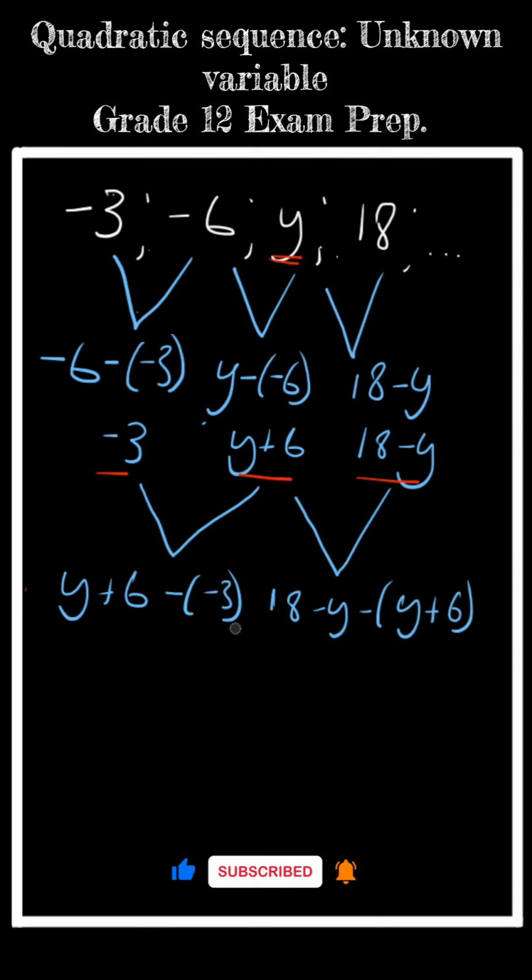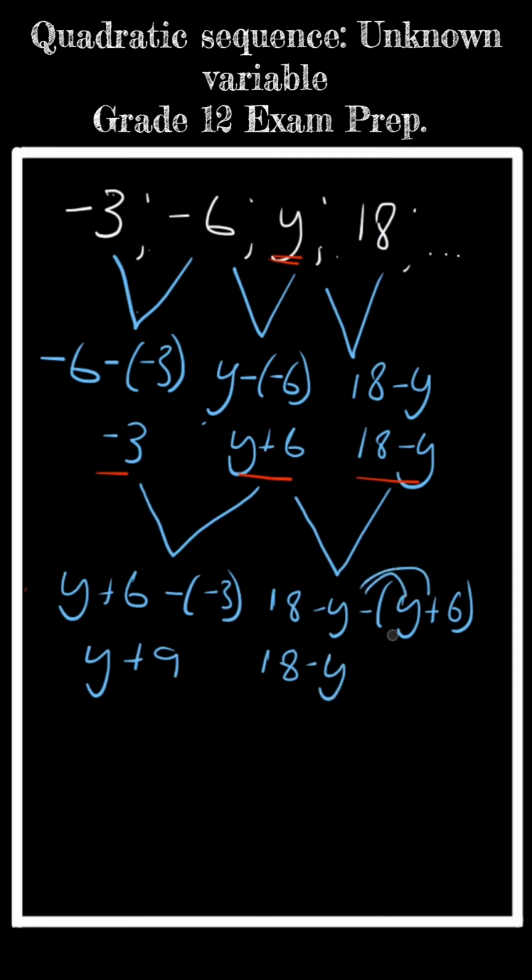And we know that the second difference of a quadratic sequence is equal, so we're going to use that later. So let's simplify that, which will be 6 minus 3, the same as saying 6 plus 3, which will give us 9, and 18 minus y, we just multiply in the bracket with negative, which will give us negative y, and negative 6, we can simplify that even further, which will give us 18 minus 6, it's 12, negative y and negative y, it's negative 2y.